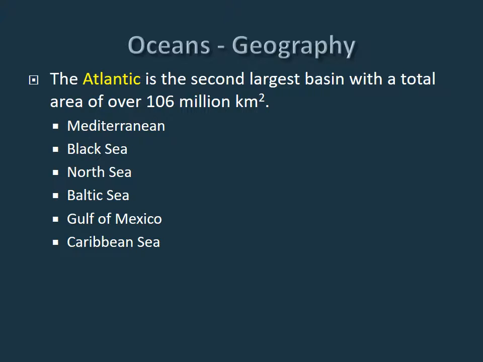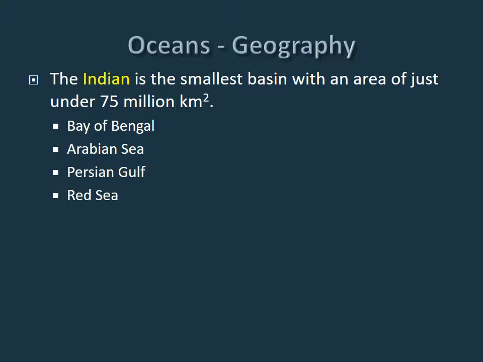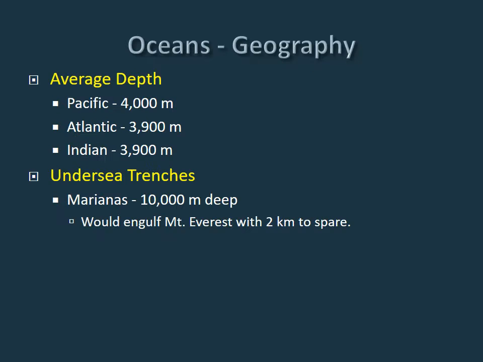The Atlantic Ocean is the second largest basin with a total of over 106 million kilometers squared. You can see some of the regions in the Atlantic Ocean. The Indian Ocean is the smallest basin with an area of just under 75 million kilometers squared.